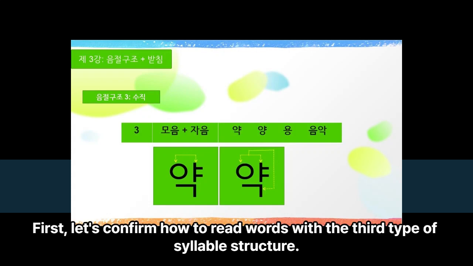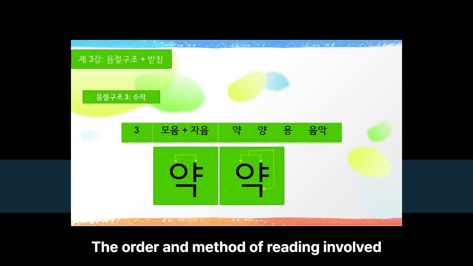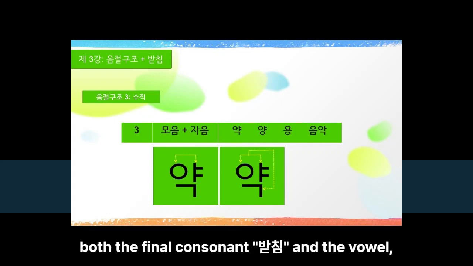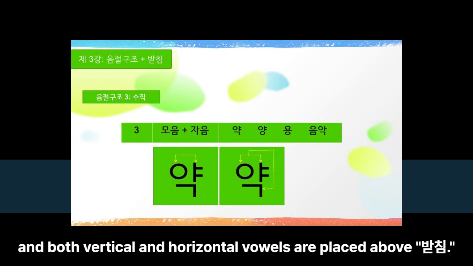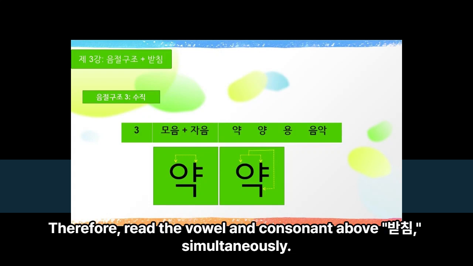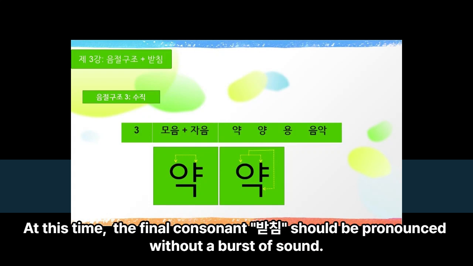First, let's confirm how to read words with the third type of syllable structure. The order and method of reading involve both the final consonant, botchim, and the vowel, and both vertical and horizontal vowels are placed above botchim. Therefore, read the vowel and consonant above, botchim, simultaneously. At this time, the final consonant, botchim, should be pronounced without a burst of sound.